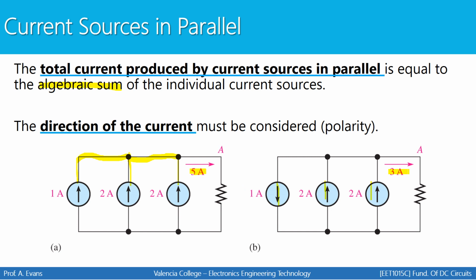So anytime that we write a sum of currents, we're always going to have to do it algebraically and consider the direction of the current as well as its magnitude. A general rule of thumb is any current that's going up or to the right, we'll consider that a positive current. Anything that's going down or to the left, we'll consider that a negative current. That way, when you do your algebraic sum, you'll be able to reflect the direction of the current flow.